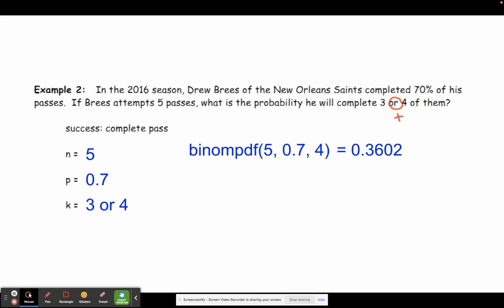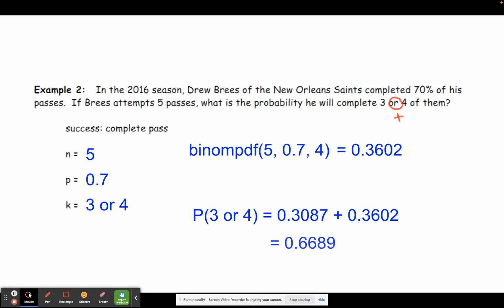So the probability that he completes either 3 or 4 passes would be the sum of those two individual probabilities. So our answer from number 1 plus the answer we just got, and that gives us a total probability of 0.6689. As you're taking notes today, if you ever need more time, be sure that you pause the video so you've got time to write things down.